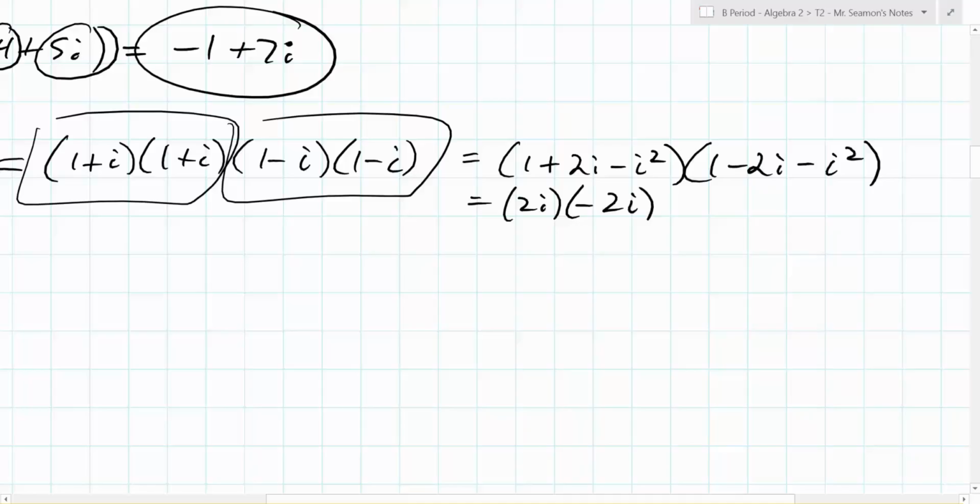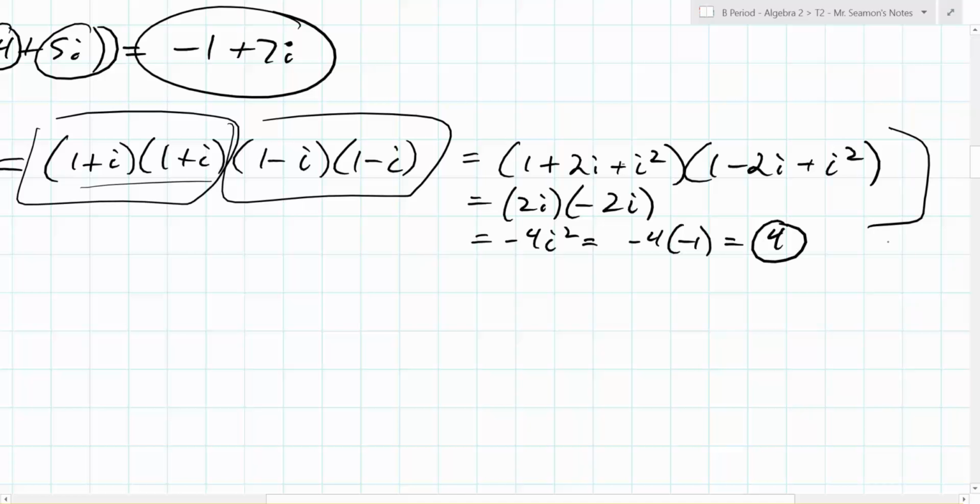Yeah, they're both pluses. These are both pluses. Right here. Like this? Yes, correct. So then you end up with negative 4i squared. So you end up with negative 4 times negative 1, which is 4. Finish strong. Most of you got to here and then decided to stop.